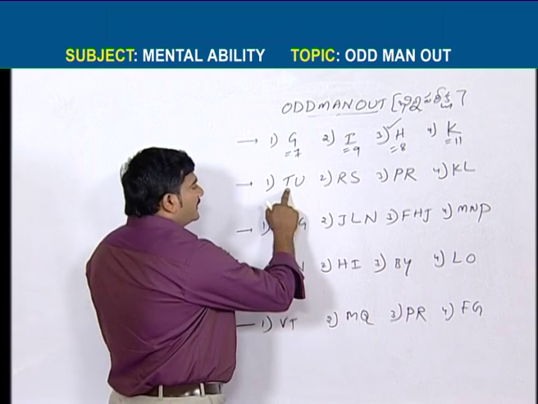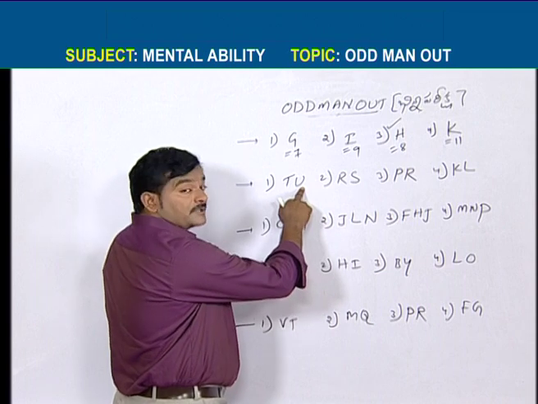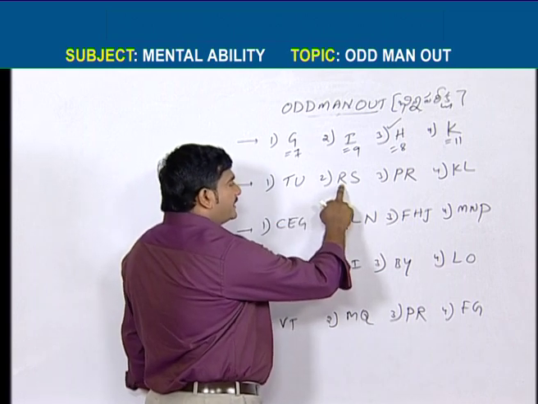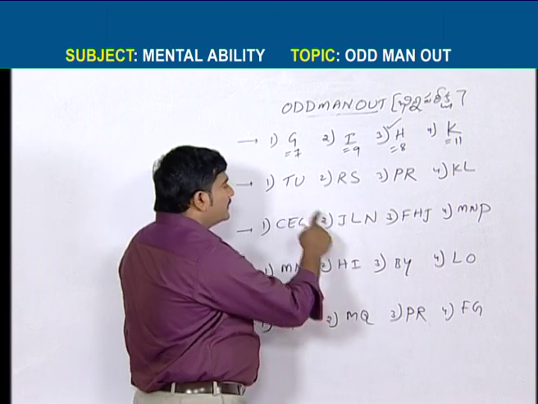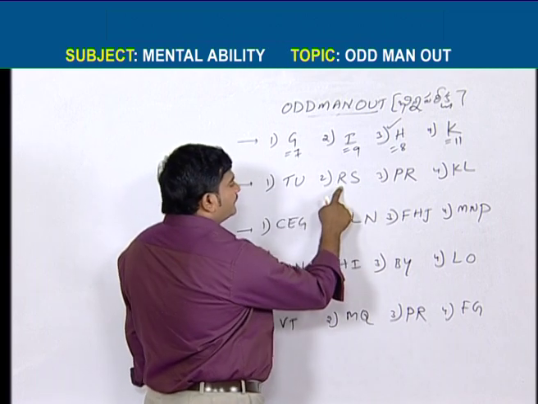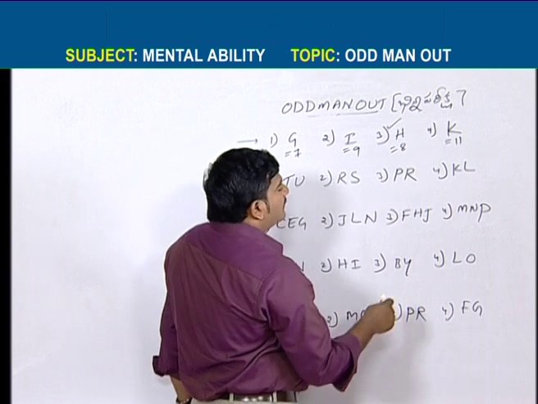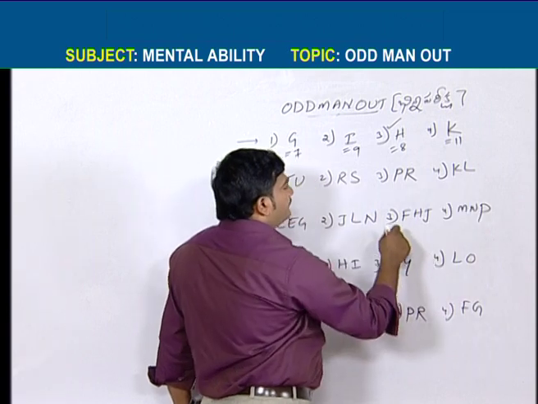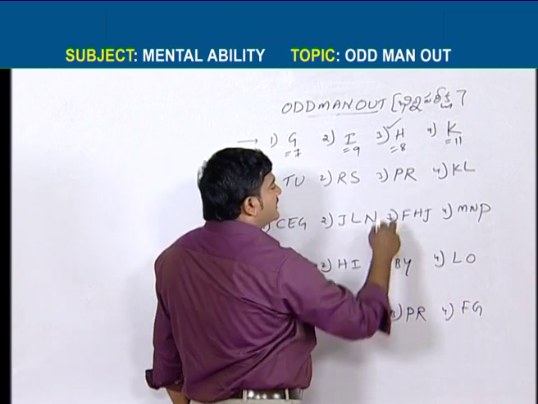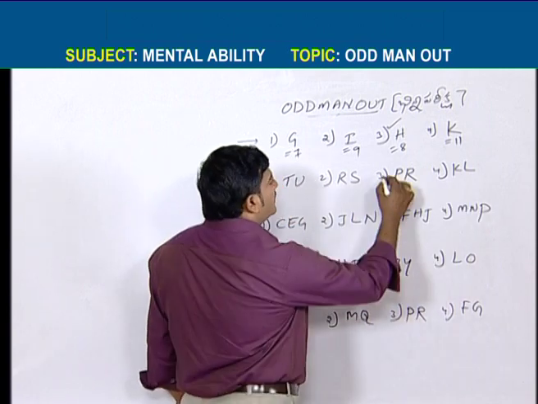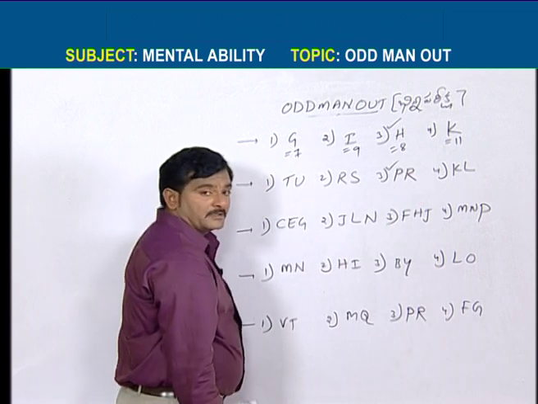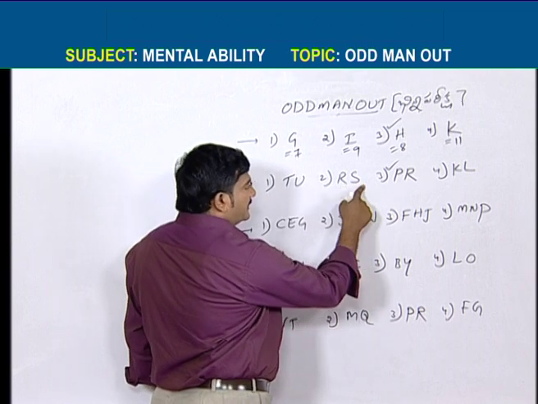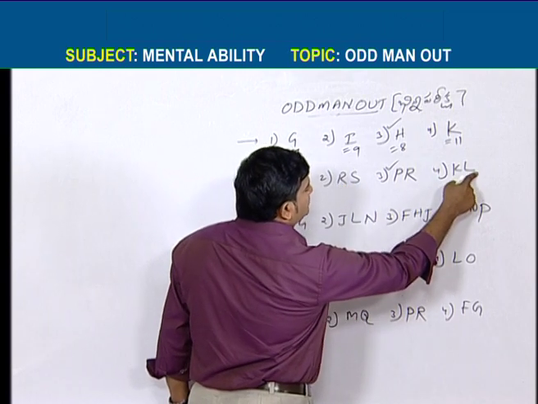TU. T means 20, U means 21. R means 18, S means 19. K means 11, L means 12. P means 16, whereas R means 18. Hence, the answer is the third option. I repeat, 20, 21, 18, 19, 11, 12.